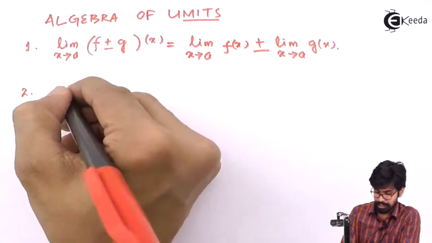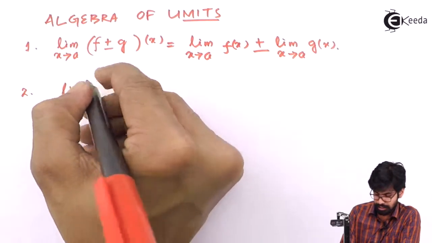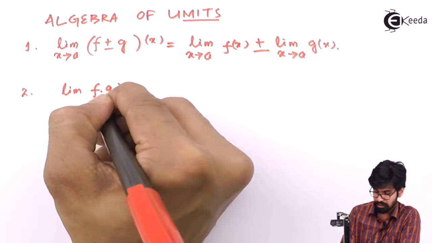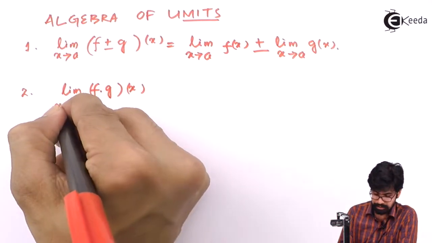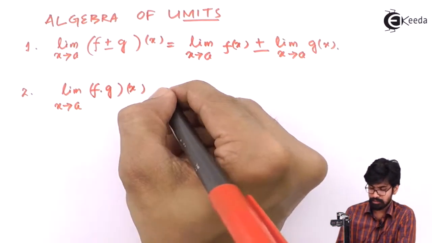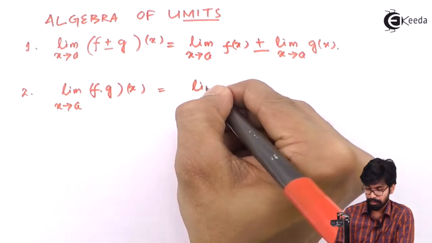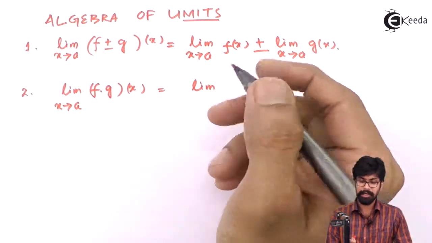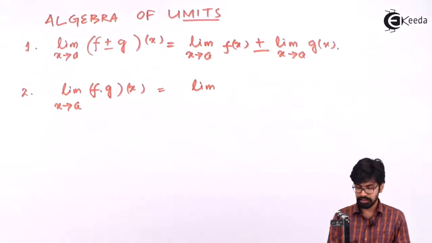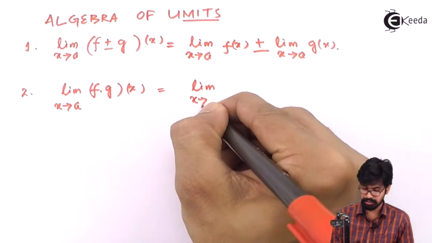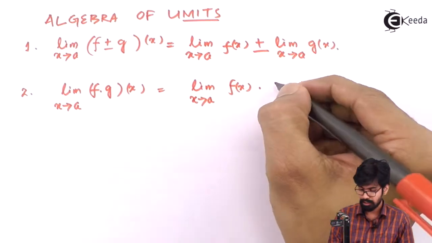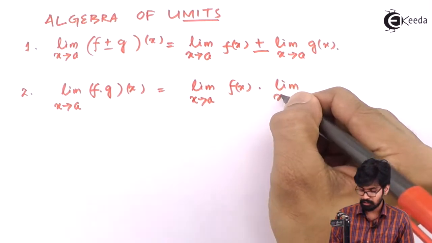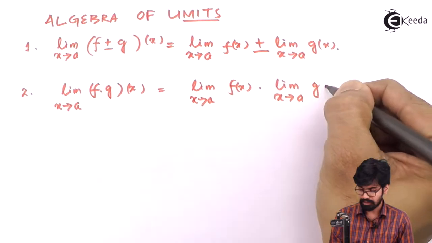Similarly, limit of f into g, that is the product of two functions f and g, when x approaches a, is equal to the product of the limit of f of x and the limit of g of x, that is limit as x tends to a of f of x multiplied with limit as x tends to a of g of x.